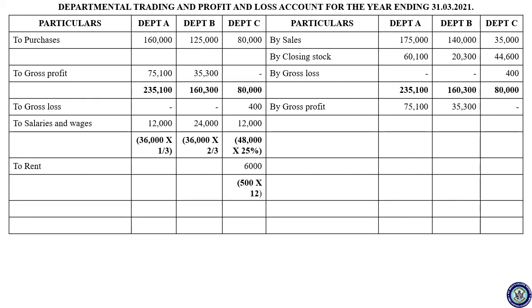Rent. To rent. So total rent is 10,800. Now you see point number D. The rent of the factory is 500 per month. So 500 into 12 comes to 6,000. That is the rent of the factory. Factory means department C.